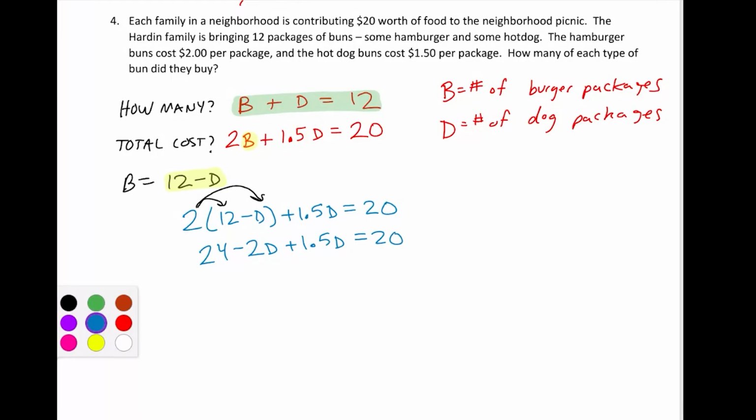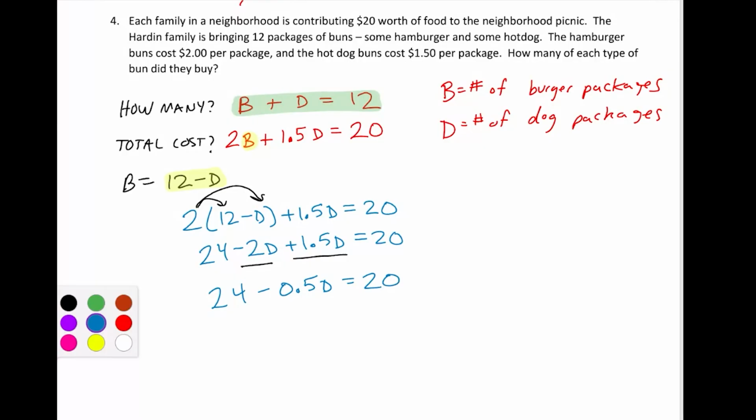Then I can combine like terms, which are going to be the negative 2D plus 1.5D. Now we're doing decimals and negatives, so definitely have that calculator ready to do that kind of arithmetic, just so that you can avoid that mistake. I hate for you to do all the algebra correctly and then make a little arithmetic error somewhere that throws the whole thing off. So don't be scared about using that calculator as much as possible. All right, so negative 2 plus 1.5 will be negative 0.5. So 24 minus 0.5D equals 20.